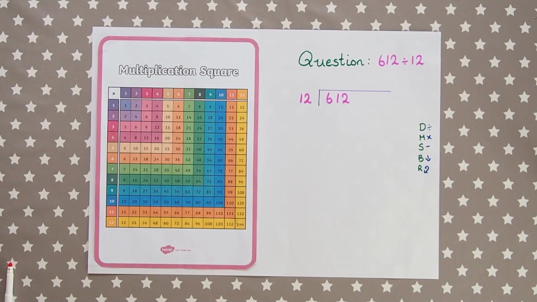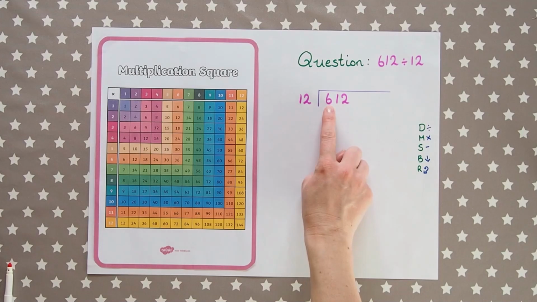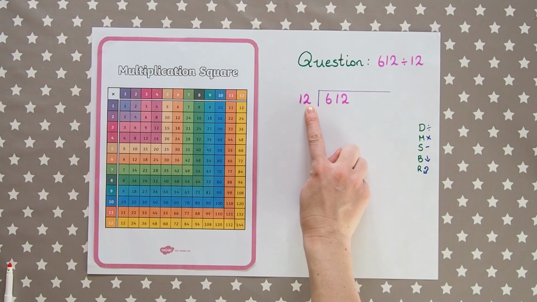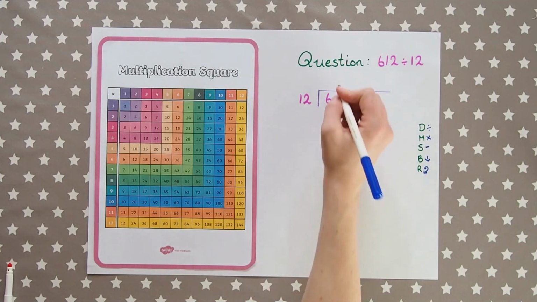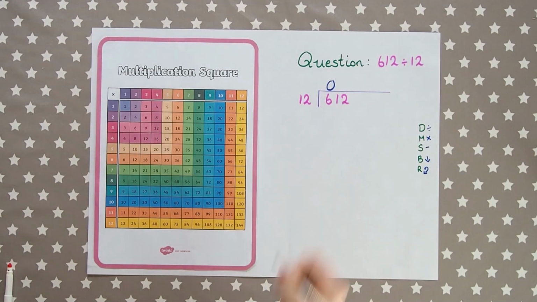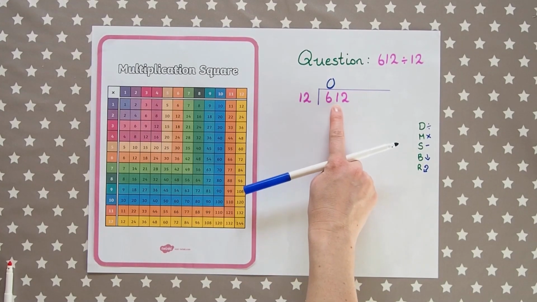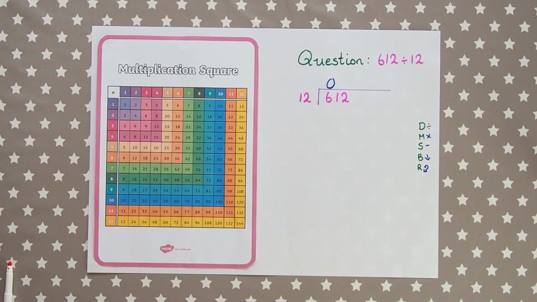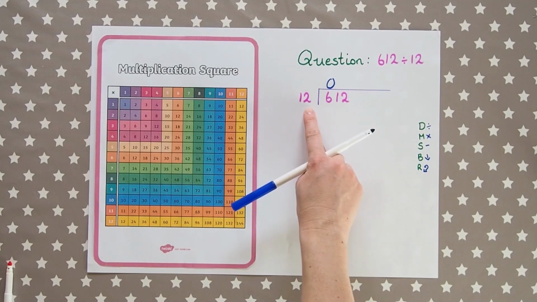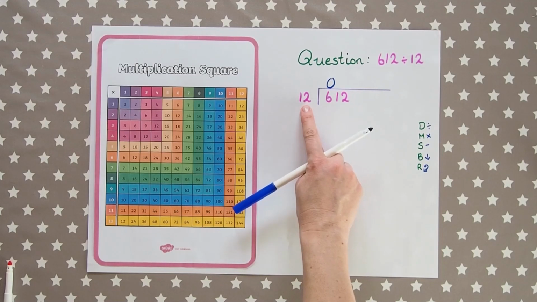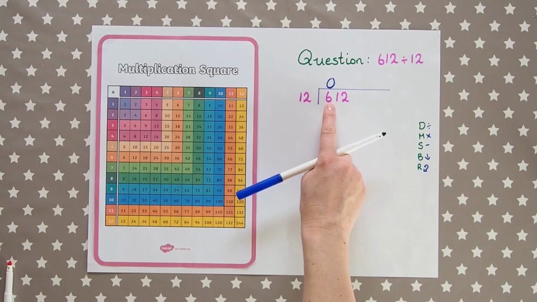Let's have a look at the first number in our dividend, and that number is 6. Question: can we evenly divide 6 by 12? Or how many groups of 12 can we make with the number 6? Our answer is, of course, 0, because 6 is too small. So let's join 6 and 1 together, and now they become 61. Question: can we evenly divide 61 by 12? Or how many groups of 12 are in 61?